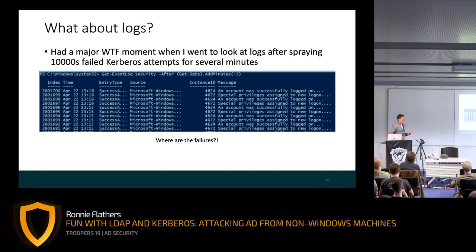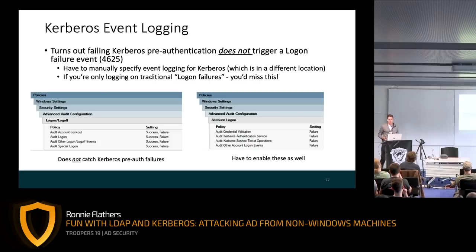So what about logs? I actually had a major WTF moment like a year or 2 ago when I was playing around with this because I was blasting so much Kerberos failed traffic all over the place. I went to my domain controller, queried the security log, and I didn't see a single failure. And I thought that was a little bit odd. Granted, I'm not a blue team or an Active Directory security guru. But I investigated a little bit, and I think this is really important.